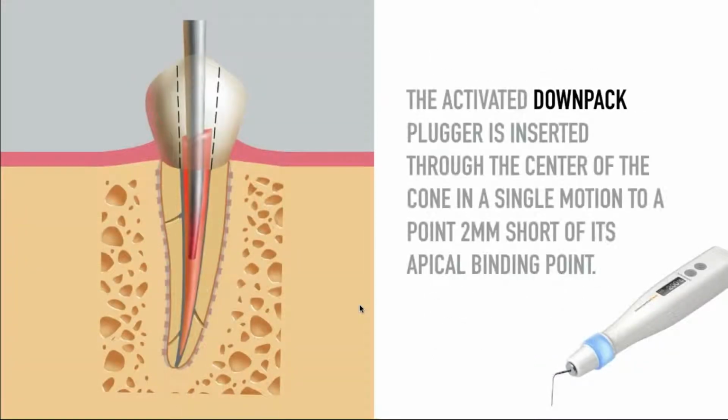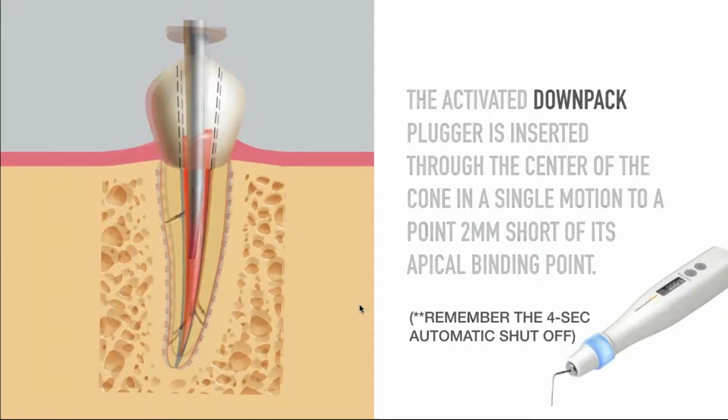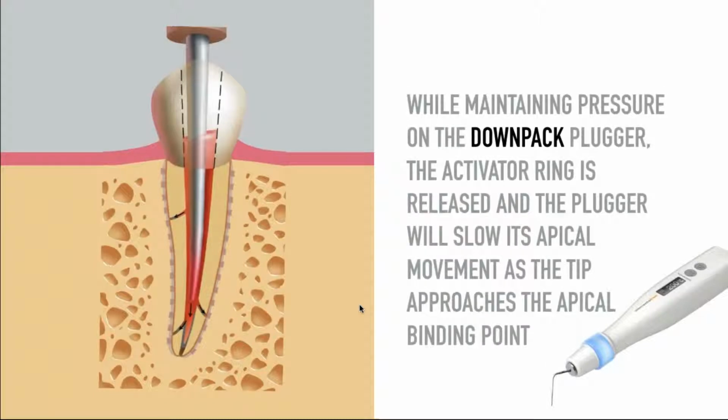Now, we start our down pack. We activate the down pack plugger, we place it on top of the dimple, and in one single continuous fluid motion, we advance that warm plugger through the mass of gutta percha until my rubber stopper is 2 millimeters above the occlusal reference point. I know when my rubber stopper is 2 millimeters above the occlusal reference point that my plugger is 2 millimeters short of the binding point. And I activate it until it's at that point, and then I release my finger from the activation button. And as I do this, I maintain pressure on the down pack plugger, and as the plugger cools, so will the gutta percha not only cool, but harden, and the plugger will slow its apical movement as it approaches the binding point. Simple as that.